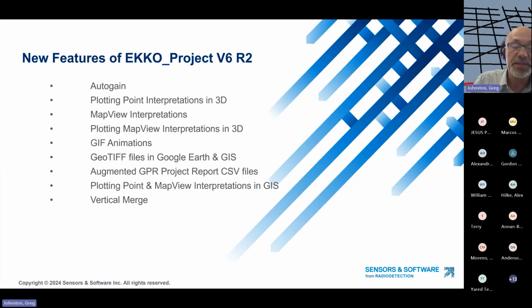Okay, so the plan is to go through these items. I'm going to have a little bit of an introduction to EKKO Project. But then we'll get into some of the new features: auto gain, point interpretations in 3D, a new type of interpretation called map view interpretations, plotting interpretations in 3D, GIF animations, GeoTIFF files, augmented CSV files, and one called vertical merge. So these are the things I'm going to be going through.